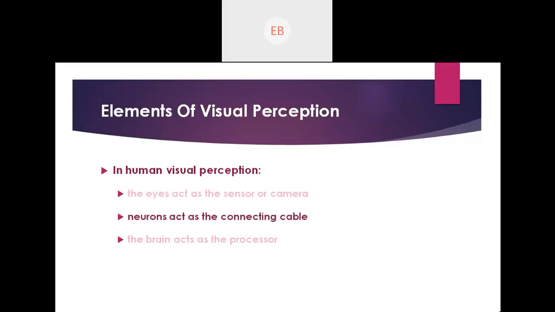Then we have the neurons. So what does the neuron do? The neurons act as the connecting cable. See, from the eyes to the brain, some medium has to be there in between, right? So that is the neuron, and it is acting as the connecting cable between the eyes and the brain. And finally, what does the brain do? The brain acts as the processor. Whatever information has been fed to the brain, it will process. These three are interconnected: the eyes, the neurons, and the brain. Finally, the brain will act as the main processor.